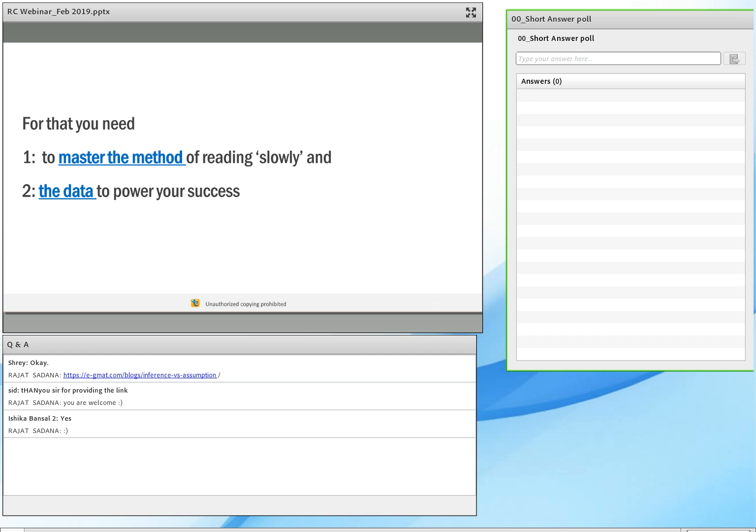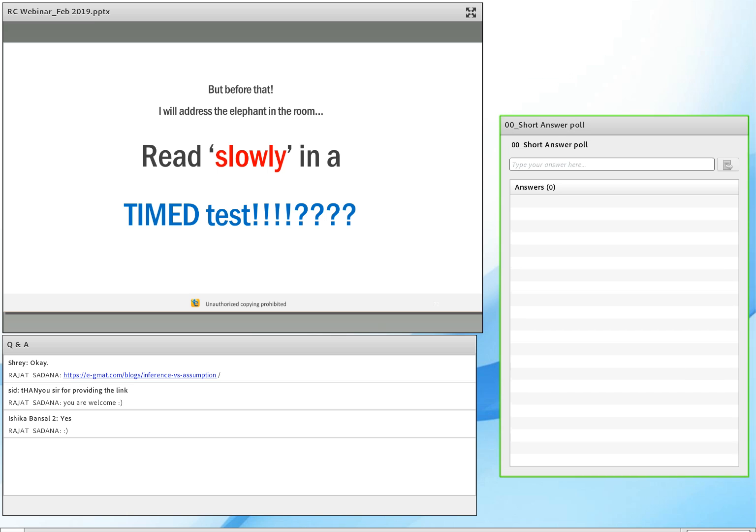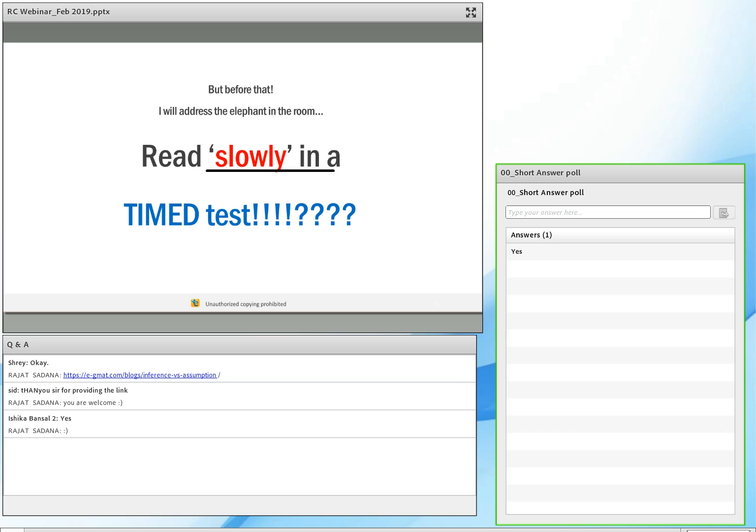Because once you look at data, you can figure out where you need to focus your energy, and that powers your success. Now, some of you may be thinking, just a yes no poll, man, this guy is proposing to read slowly in a time test. That can't be right. How many of you are thinking that? Okay, a lot of you are thinking that.